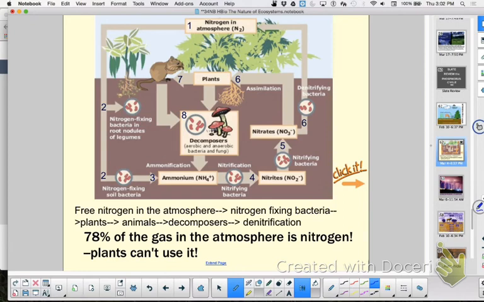Who can use the nitrate? Plants. Now the plants have it. And then animals can eat the plants. Now it's in living systems. When the plants and the animals die, who works on them? Decomposers, and they put it back into ammonium. Then we do nitrification. First nitrite, then nitrate.